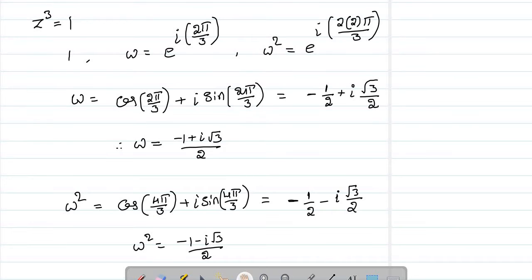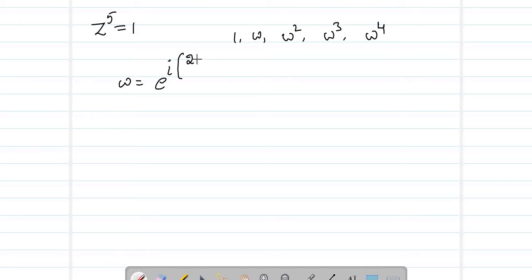So let me write fifth roots of unity. That is the set of all solutions of z power 5 equal to 1. So the solutions are, we know, 1, omega, omega square, omega cube, and omega power 4. And what is omega here? This is e power i 2 pi by n. n is nothing but 5.